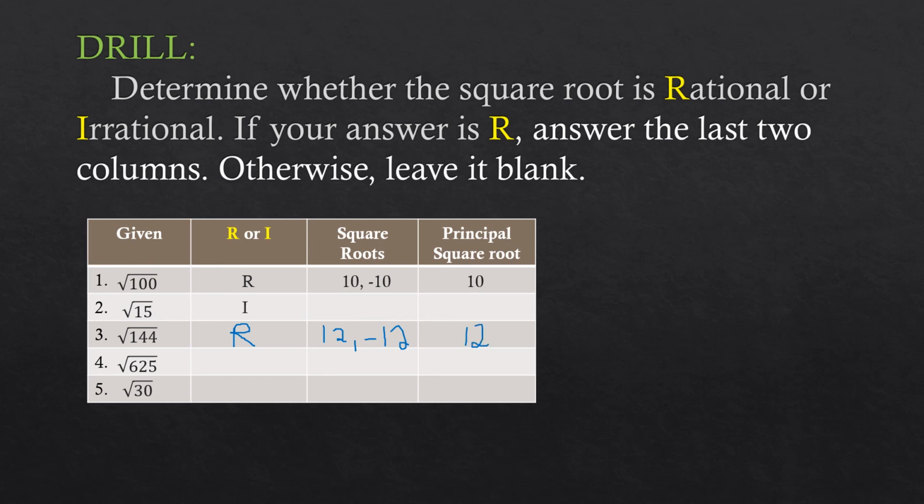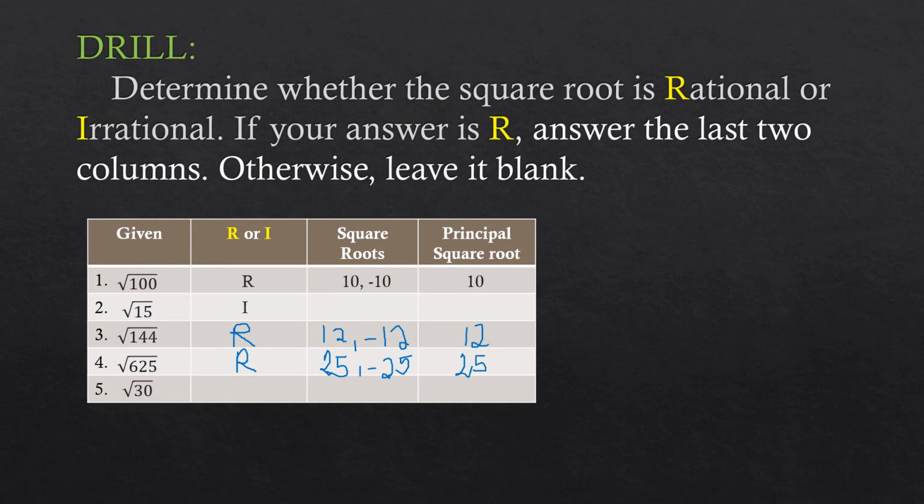Next, we have square root of 625. Is that a perfect square? Yes, it is. So we have to write R. The square roots are 25 and negative 25. What is the principal square root? That's right, it's positive 25.